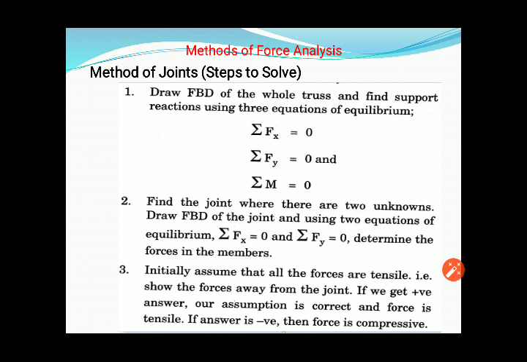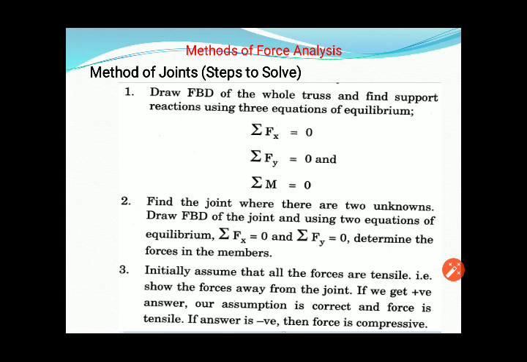Now, method of joint, steps to solve. First step is draw the free body diagram of the whole truss and find support reactions using three equations of equilibrium, that is, summation Fx equals 0, summation Fy equals 0, and summation M equals 0. This is the first step. Second step, find the joint where there are two unknown members. Draw the free body diagram of the joint and using the equations of equilibrium, summation Fx and summation Fy equals 0, determine the forces in the members.